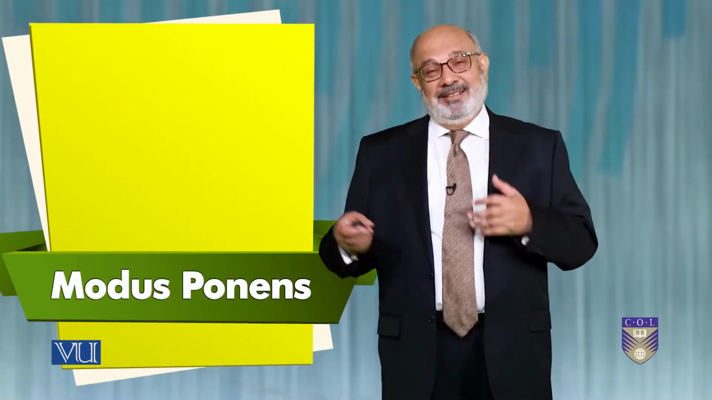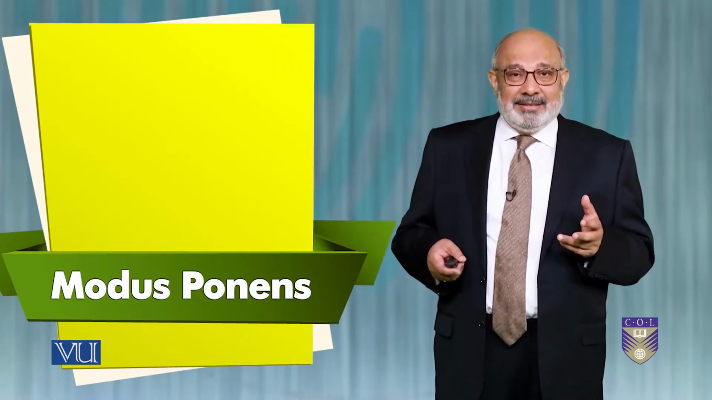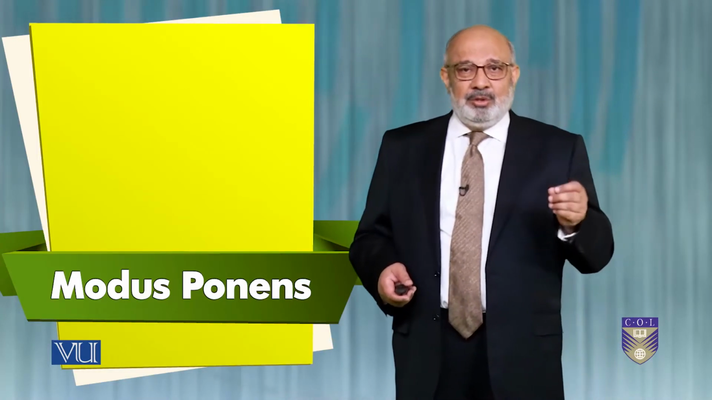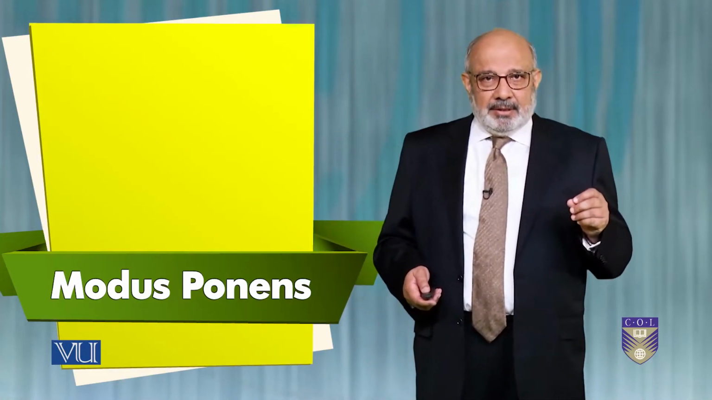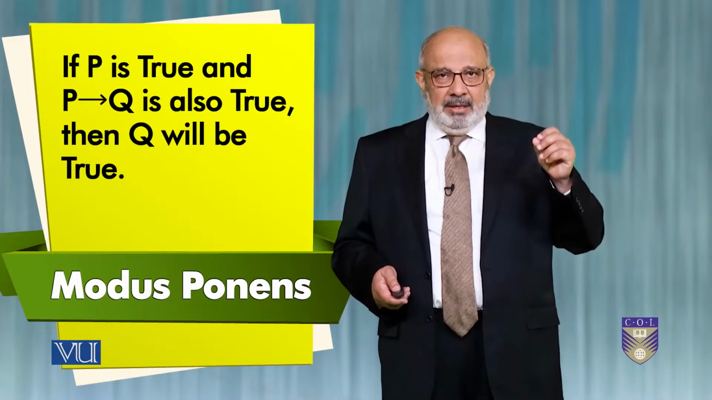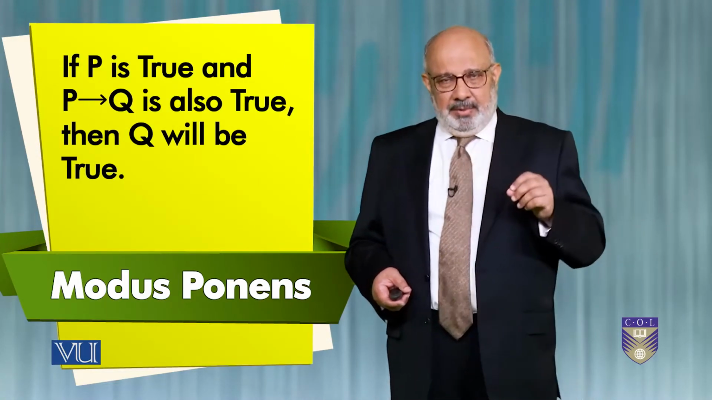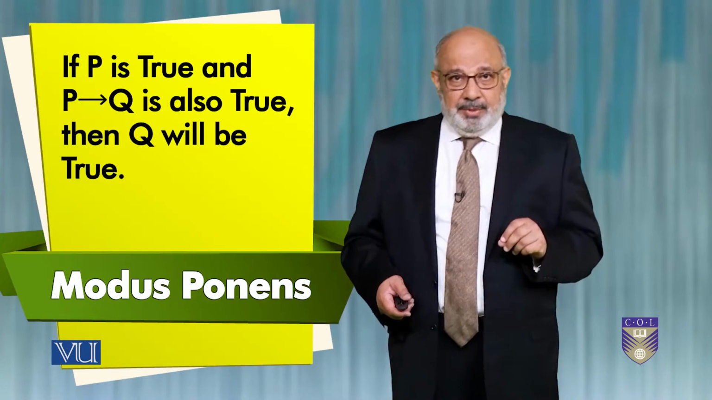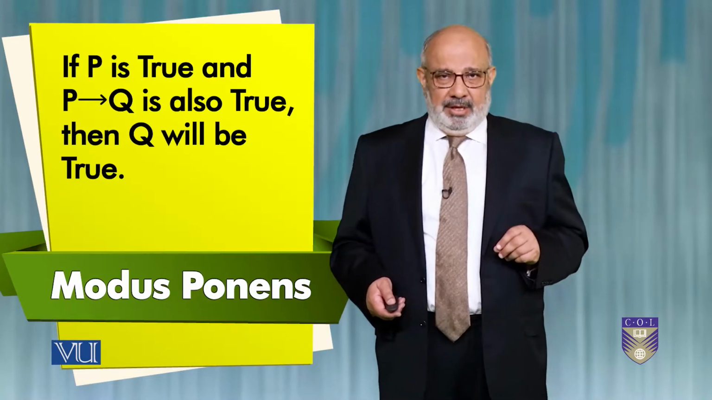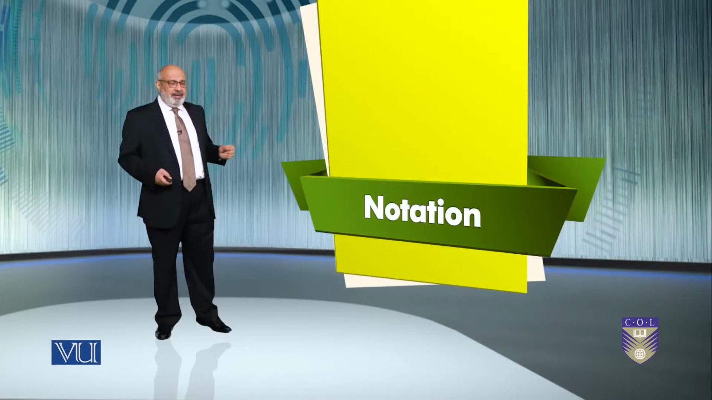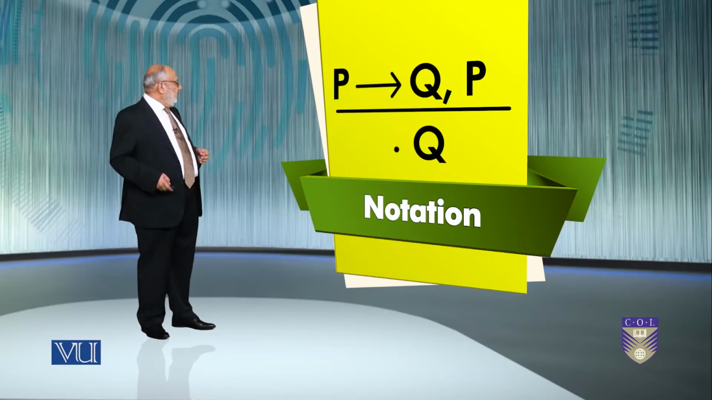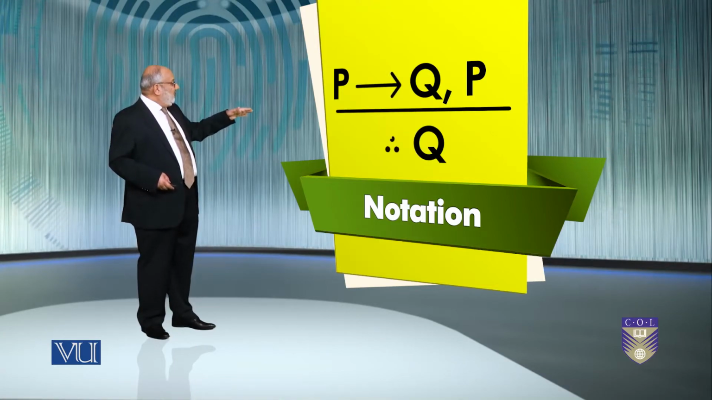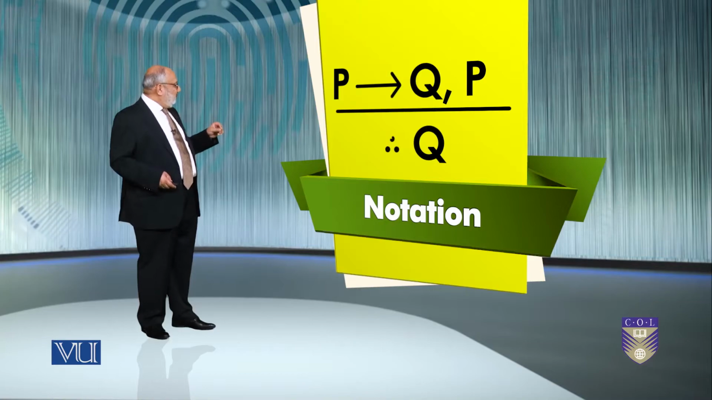Modus ponens, that's an old name, just remember this. Modus ponens is one of the most important rules of inference, and it states that if P is true and P implies Q is true, then we can infer that Q will always be true. Q must be true, and there's a certain representation for that. If you look at the diagram, as you can see, P implies Q, and P, therefore Q is also true.